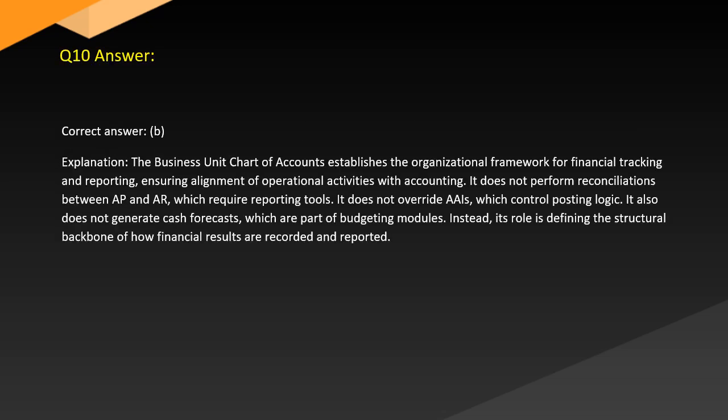Answer. Correct answer, B. Explanation. The business unit chart of accounts establishes the organizational framework for financial tracking and reporting, ensuring alignment of operational activities with accounting. It does not perform reconciliations between AP and AR, which require reporting tools. It does not override EIS, which control posting logic. It also does not generate cash forecasts, which are part of budgeting modules. Instead, it defines the structural backbone of how financial results are recorded and reported.